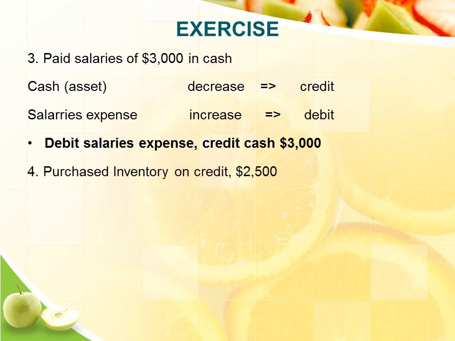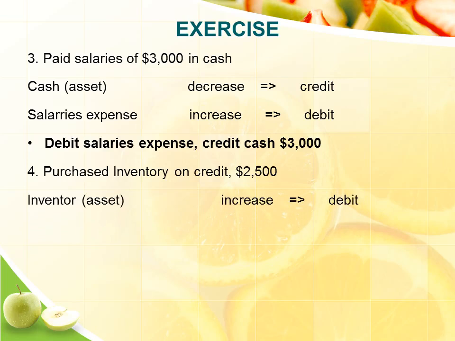The next transaction, the company purchased inventory on credit. Purchase on credit means purchase on account. The company purchased, but the company didn't pay the seller immediately. They will pay in the future. So accounts payable are affected, particularly accounts payable increase.